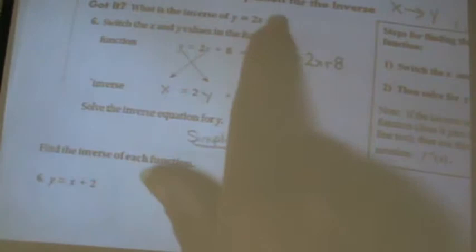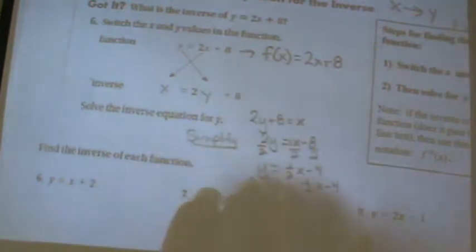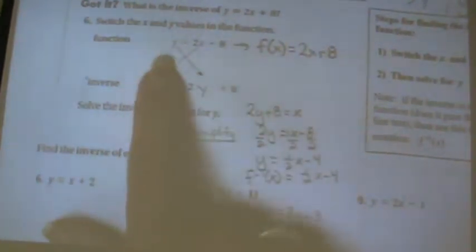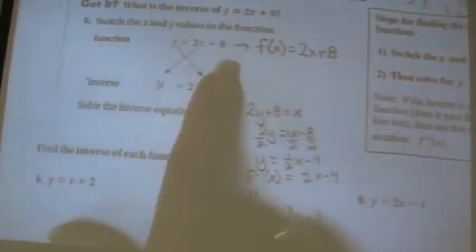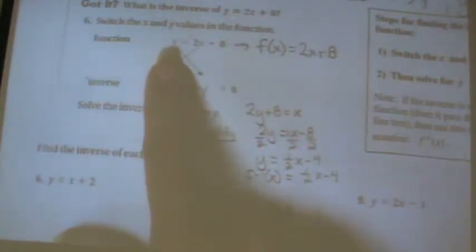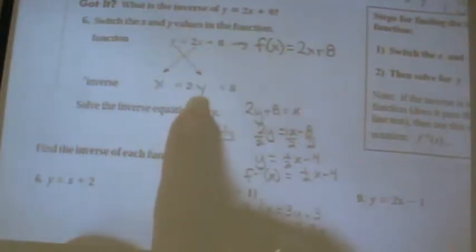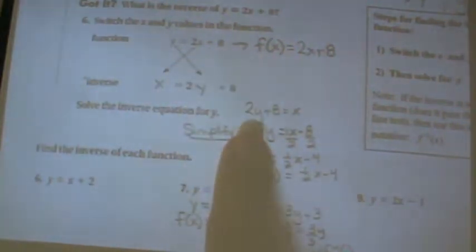Then, how do you take a relation that's written as an equation, and how do you write the inverse of that? Well, you simply switch the x and y around. So for this one, y is equal to 2x plus 8. You're going to make your y value your x, and your x value your y, and then resolve it for y.